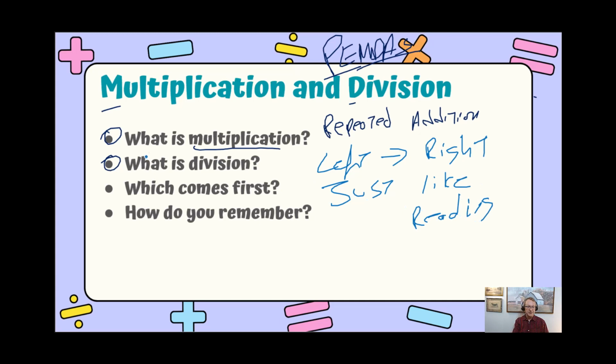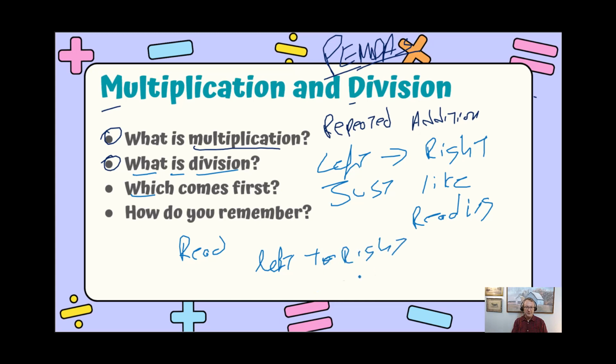Let's look at these sentences. You would read this as, what is multiplication? You wouldn't say multiplication is what? You would read, what is division? You would not say division is what? And I know there are people out there saying, well, I'd say it. No, you wouldn't. We also would say, which comes first? You wouldn't say first comes which. Just people think you're a lunatic. And then how do you remember? Well, you remember because you can read. You just read left to right.